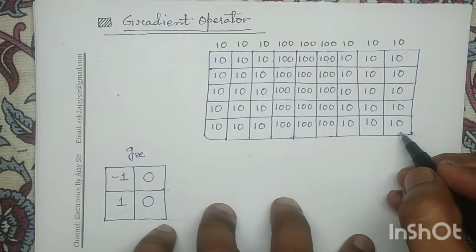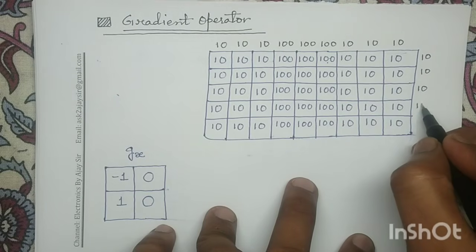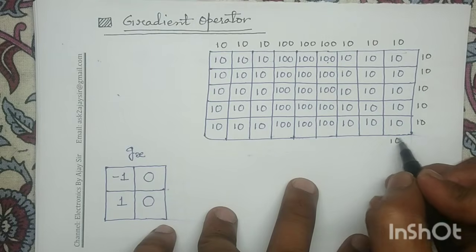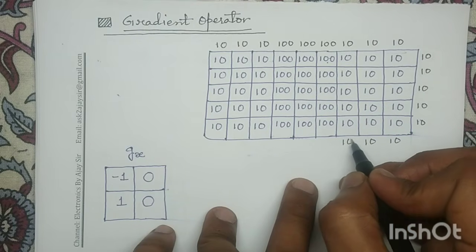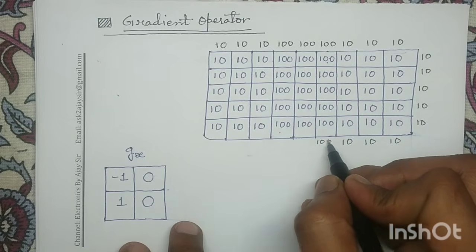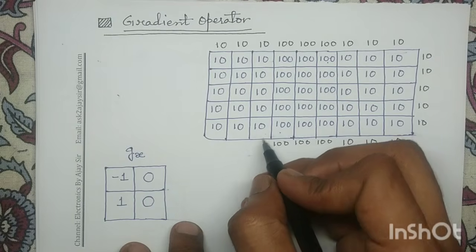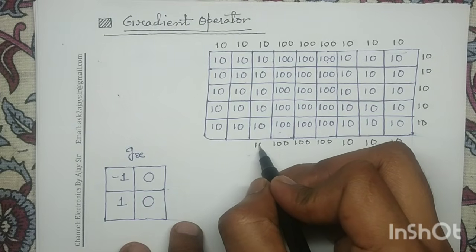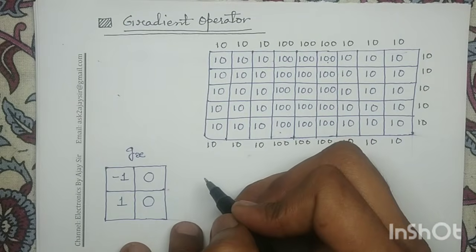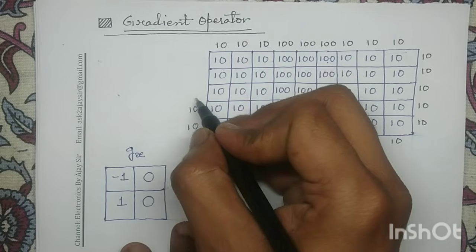Now this side all pixels have intensity level 10, so let me extend the image with 10. Along this side these three pixels have intensity level 10, so I extend with 10. Now these three pixels have intensity level 100, so I extend with 100. Next, these three pixels have intensity level 10, so we extend with 10. Along this side all boundary pixels have intensity level 10, so we extend with 10.